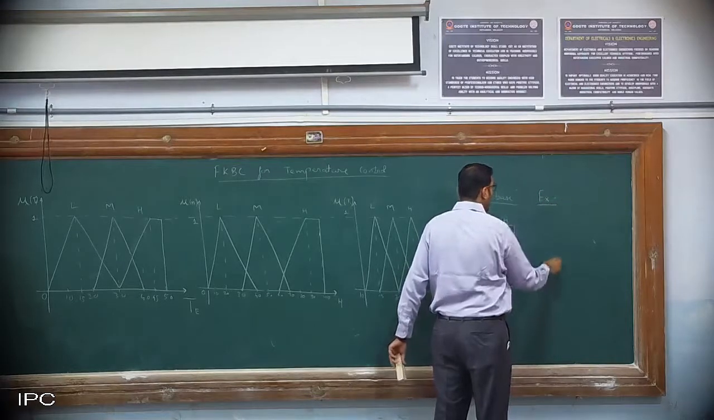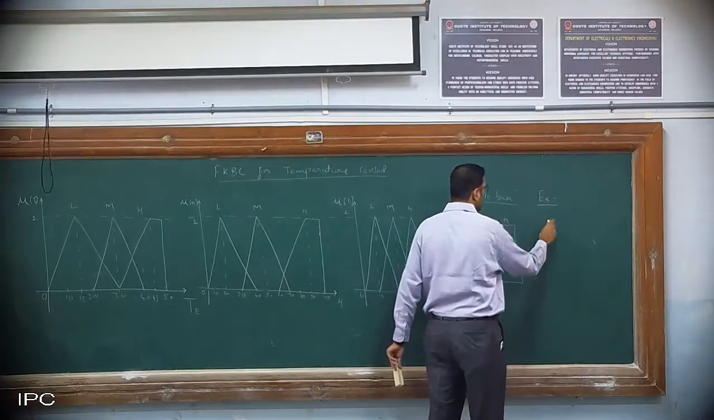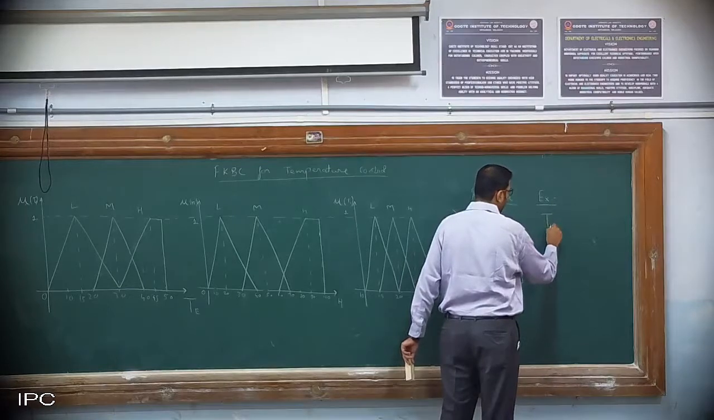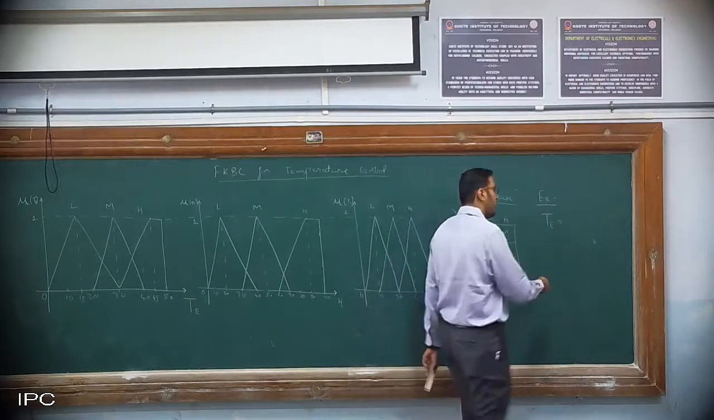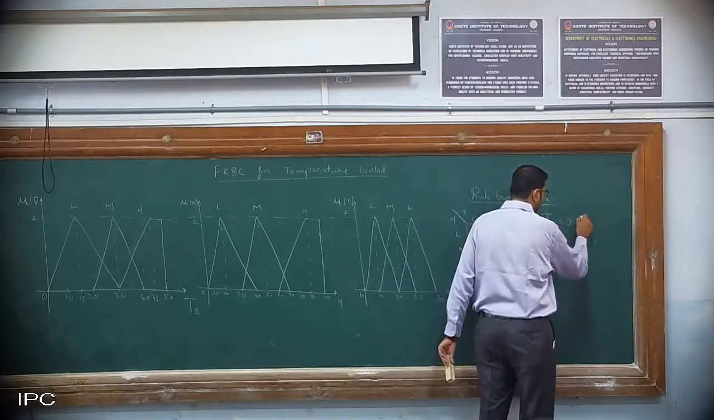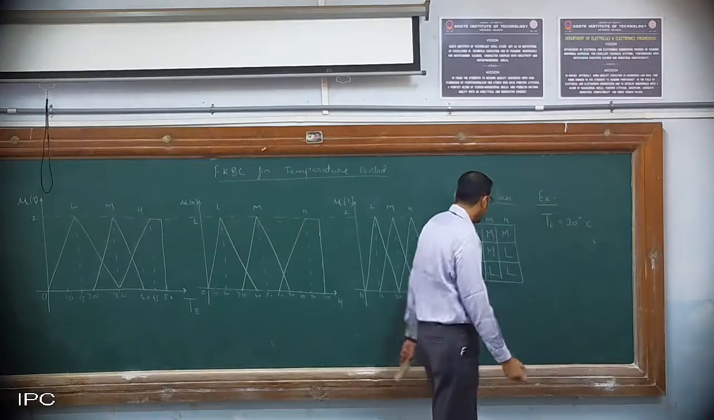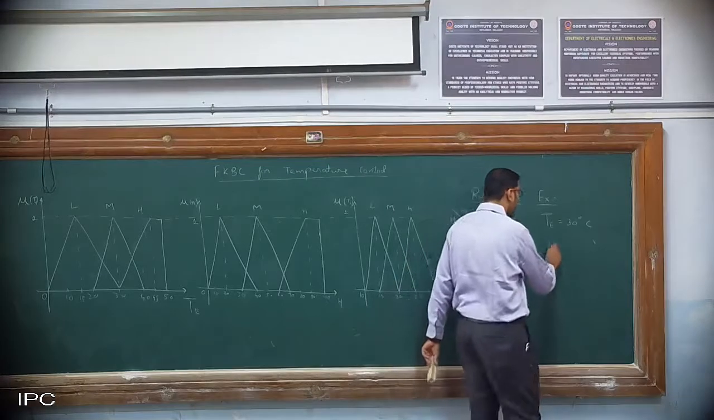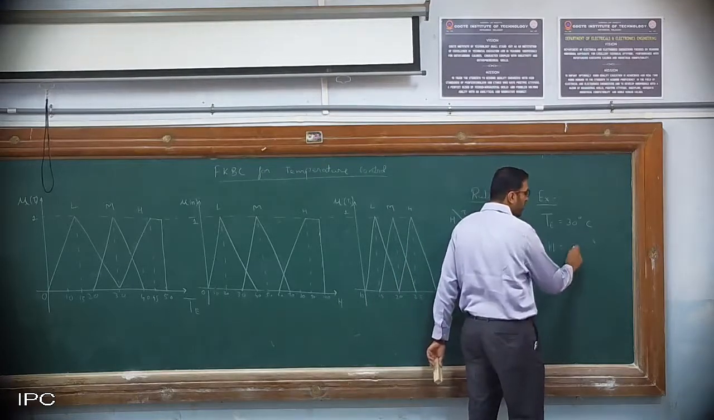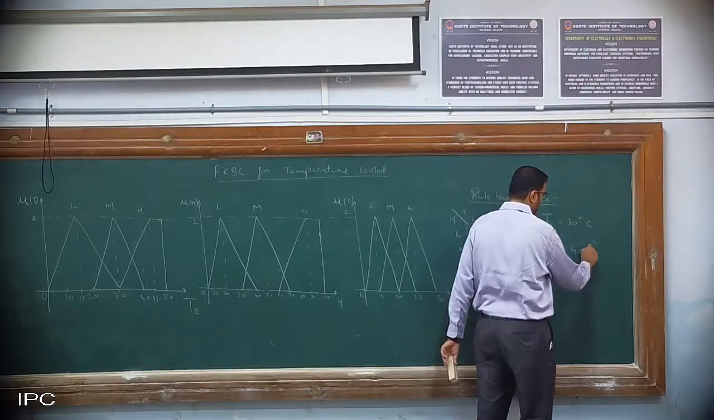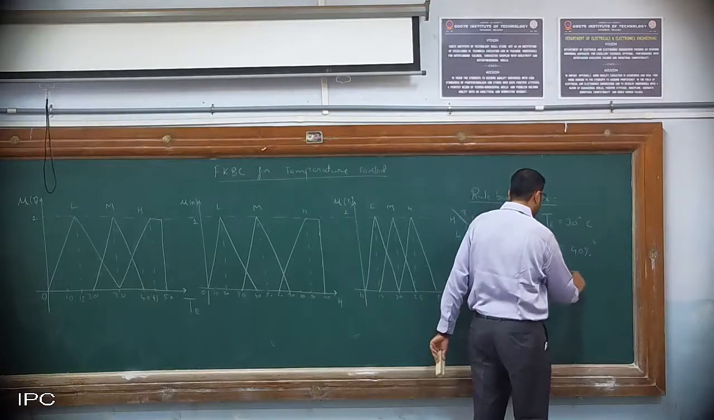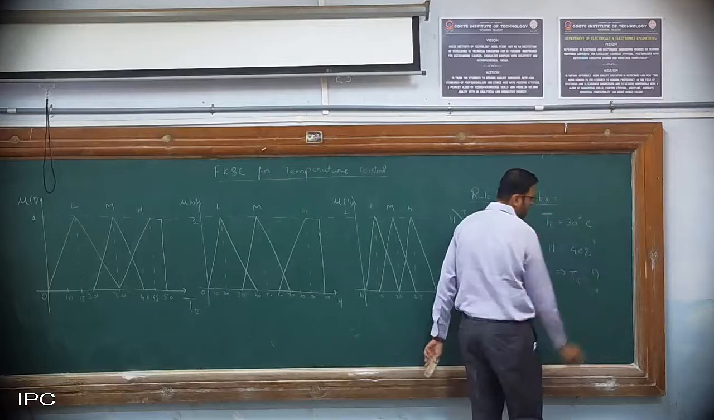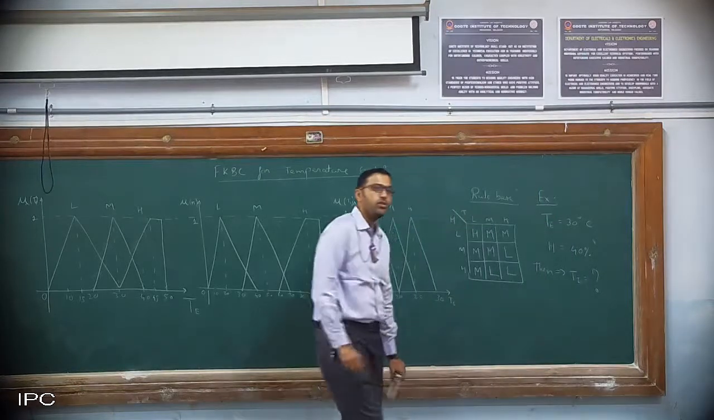So the example says, let us assume some data. If the external temperature is something around, let us say, 30 degrees Celsius, and let us assume that humidity is something around 40%, then what will be the internal temperature? So this is what we need to find out using fuzzy logic.